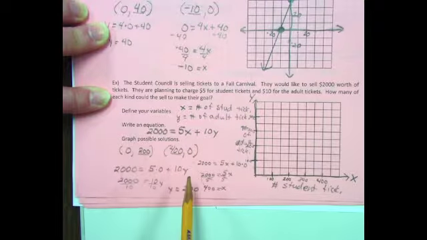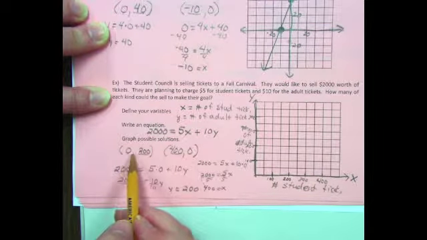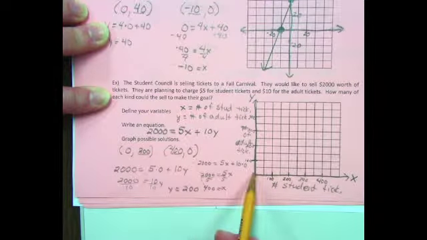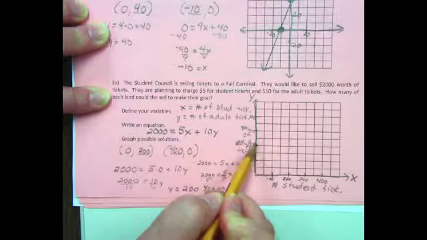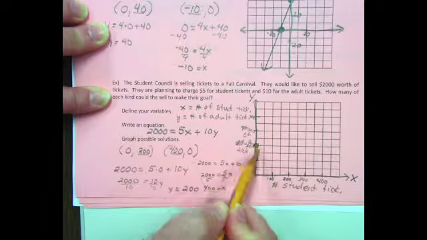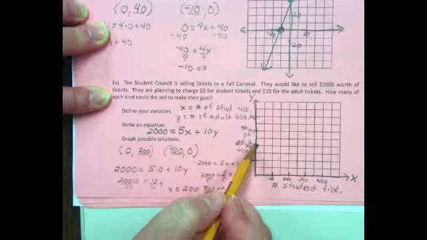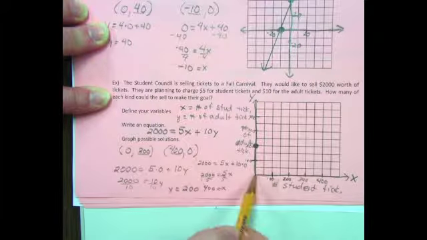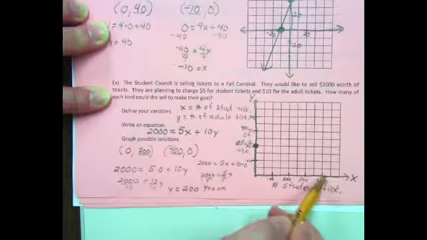So now we're ready to graph our intercepts. 0, 200. That means no left or right, just up to 200. I could sell 200 adult tickets and no student tickets and get the money I wanted, or the student council can. The other ordered pair is 400, 0. So we go to the right 400 and stay right on this mark.